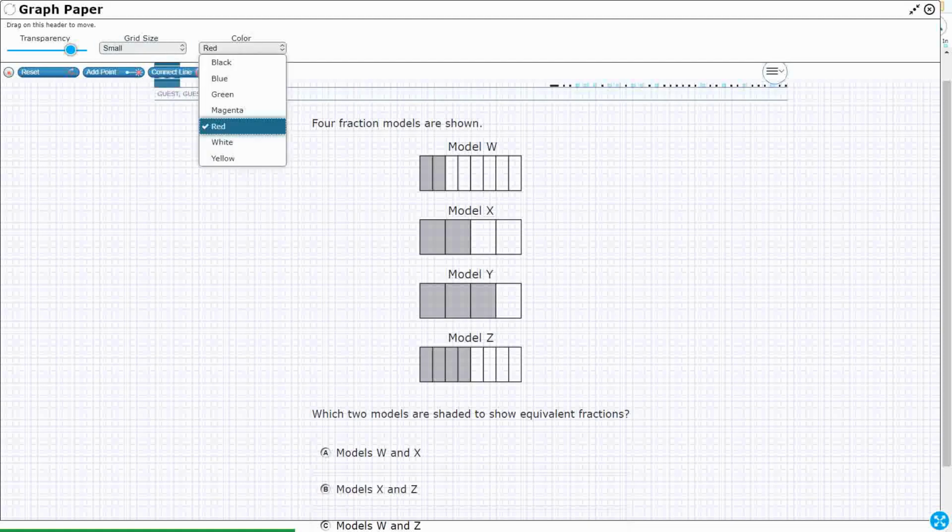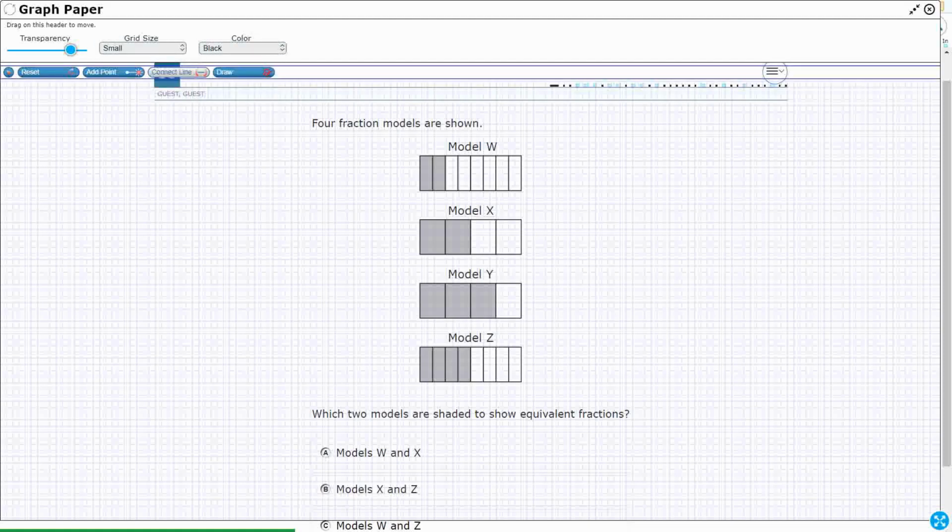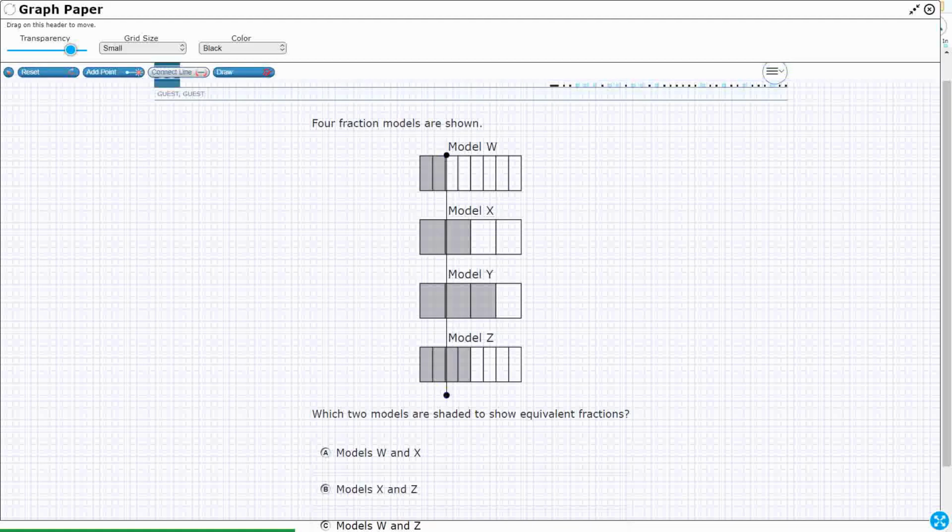So watch what happens when I draw, let's try black. So look at this model W. I'm going to draw a straight line down. And we see it doesn't really match up with any of these other ones. So that fraction is 2 out of 1, 2, 3, 4, 5, 6, 7, 8, 2 eighths. Doesn't really match up. So let's change colors. Let's do model X. And you see how model X and model Z both come to that same distance, right? Because they are lined up here.